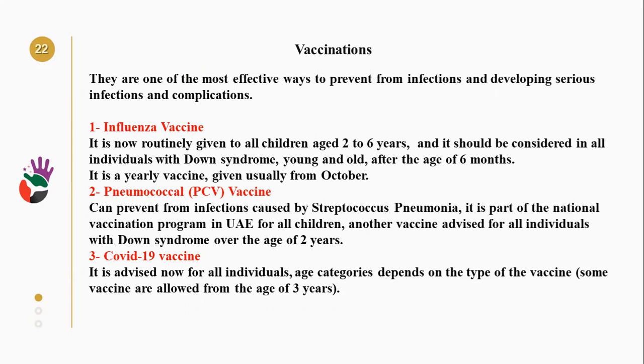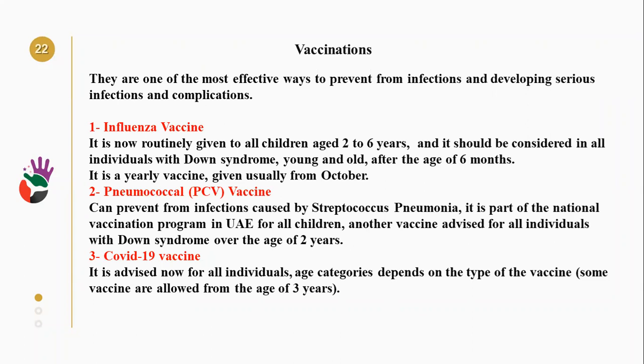Influenza vaccine: this vaccine is now routinely given to all children aged 2 to 6 years old. It should be considered in all individuals with Down syndrome, young and adult, after the age of 6 months. This vaccine is a yearly vaccine given usually from October every year.